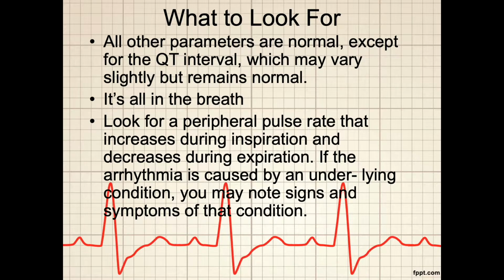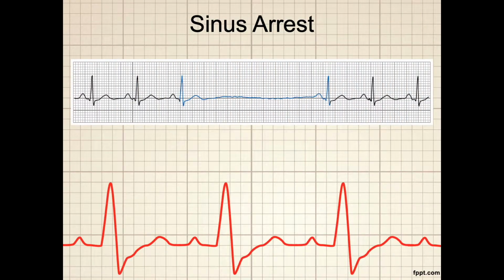So, look for a peripheral pulse rate that increases during inspiration and decreases during expiration. If the arrhythmia is caused by an underlying condition, you may note signs and symptoms consistent with that condition. More serious is a condition called sinus arrest, seen here on a 6-second strip. Note the obvious lack of atrial or ventricular activity in the middle of this strip.